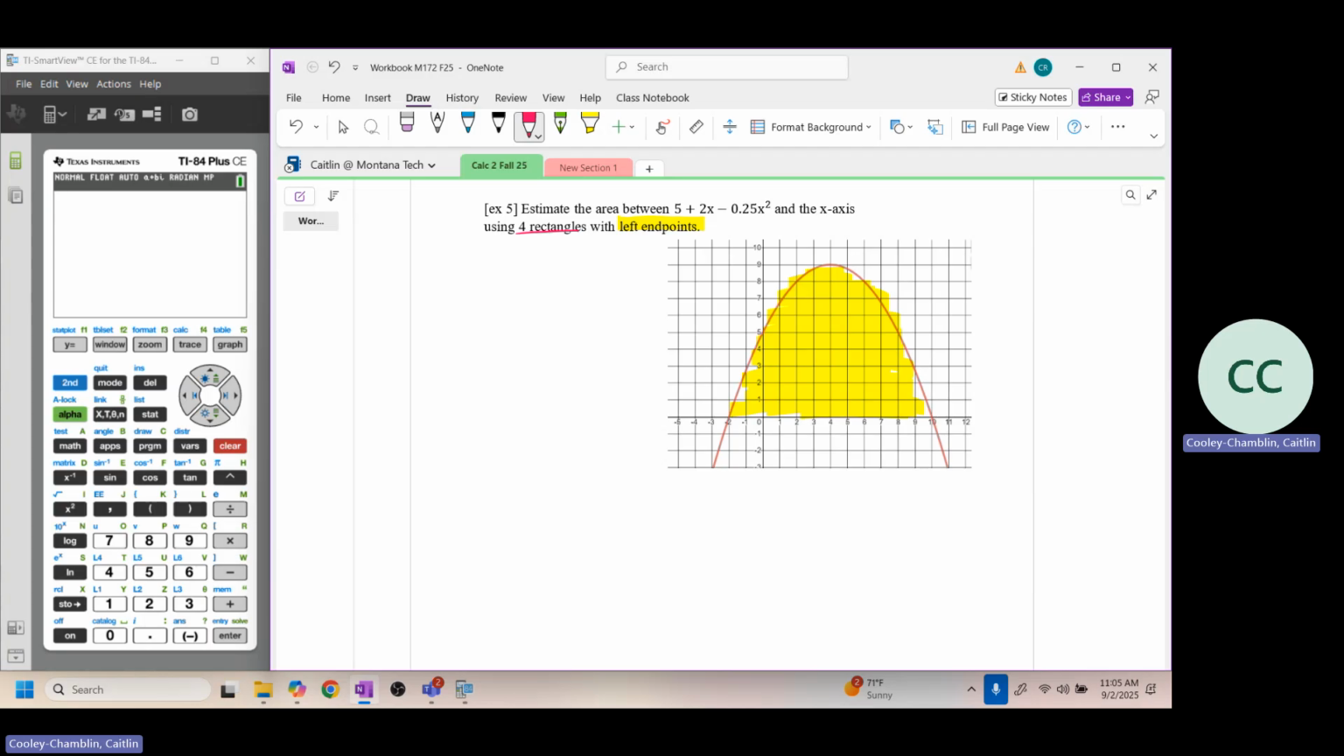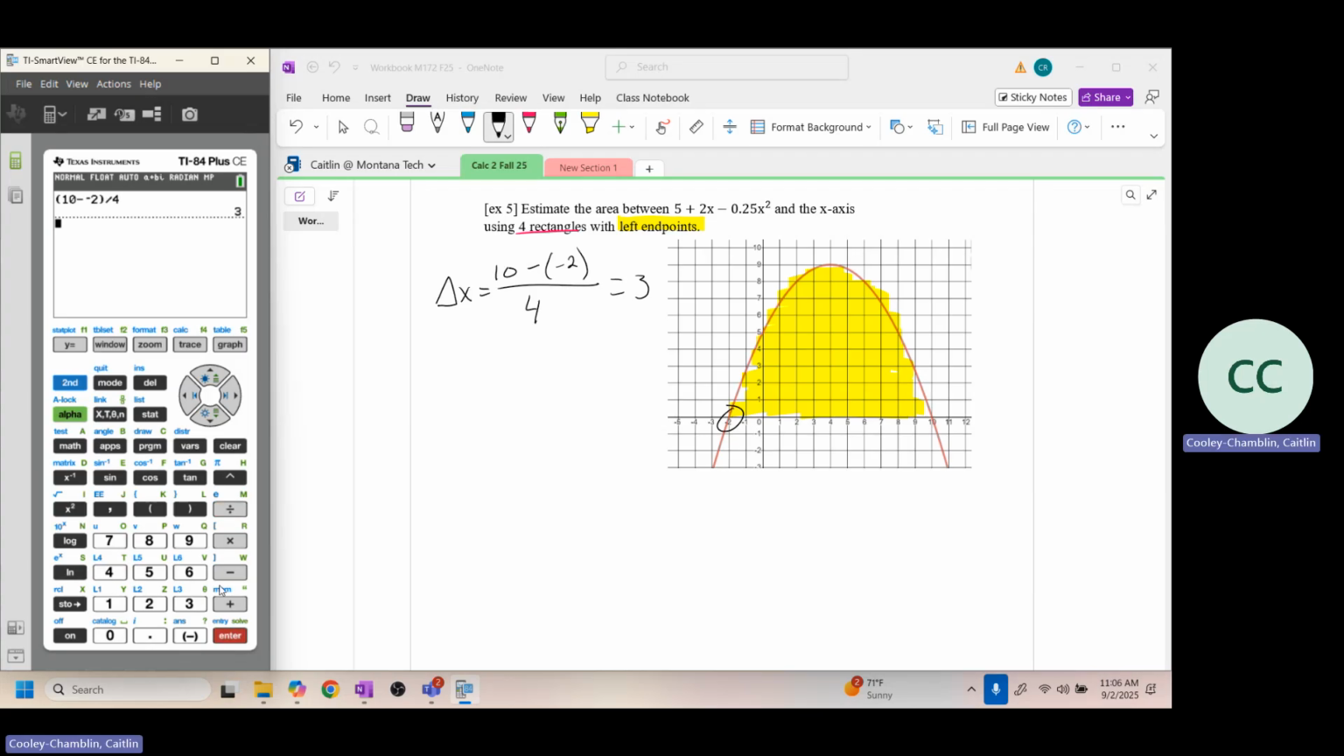So the first thing I need to know is how wide each rectangle is going to be. We did this before, but let's do it again. So we have delta x equals 10 minus negative 2 divided by, and we want 4 rectangles, so divide by 4, which gives us 3. And we can do that in our calculator. 10 minus negative 2 divided by 4, and that gives us 3.